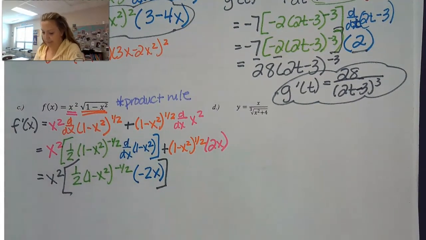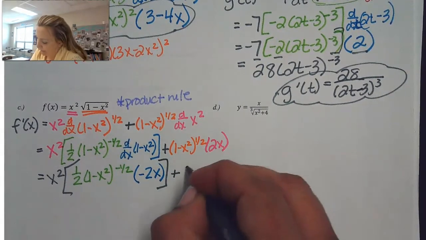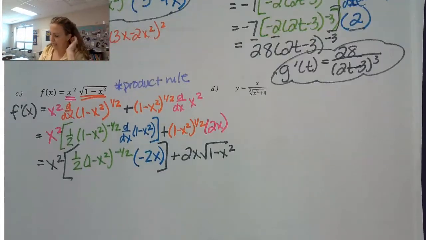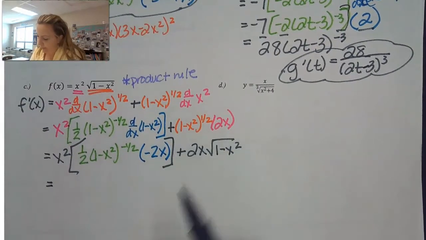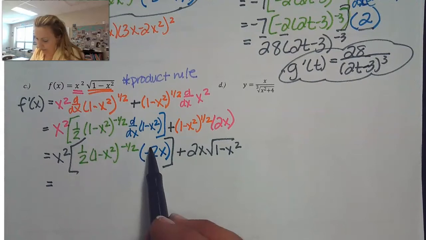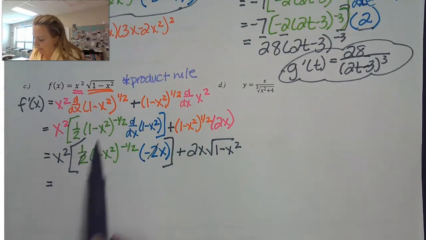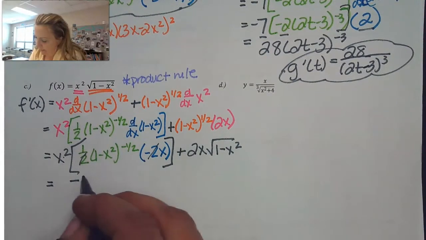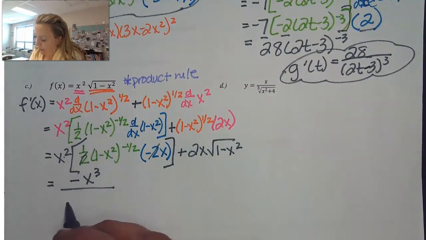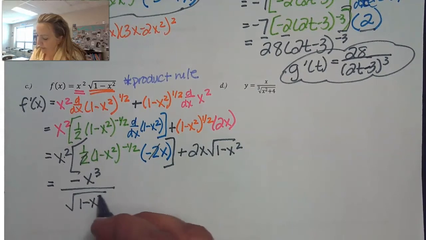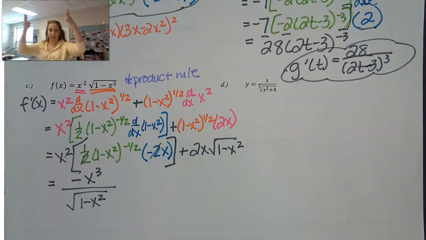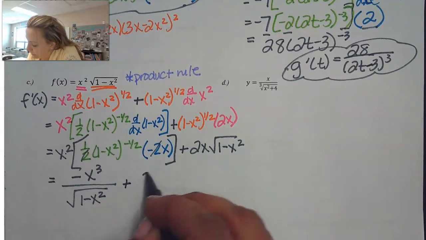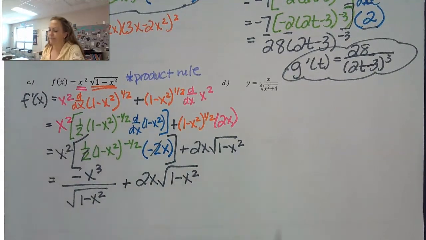And then I guess I could start cleaning this up a little bit, huh? So I would probably rewrite that as 2x times the square root of 1 minus x squared. Okay. And then I can start cleaning the rest of this up a little bit too. So if I multiply these together, these 2's cancel, and I've got x squared times x and negative. So I have negative x cubed and then over 1 minus x squared, the square root. So basically 1 minus x squared to the negative 1/2 means that the square root of 1 minus x squared would be in the denominator. And then I have this plus 2x times the square root of 1 minus x squared.